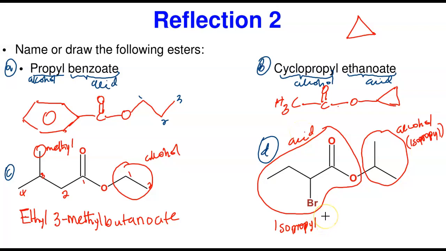So isopropyl. Now, let's count the chain of the acid, of course, starting from the carbonate carbon again. This is 1. This is 2. This is 3. This is 4. Oh, still 4. So what it means is that it's going to be butanoate again. But look at this. There's an attachment in carbon number 2. So what are you going to say? You're going to say 2-bromo butanoate. That is how you name it. So this is isopropyl 2-bromo butanoate. That is how you name that particular molecule.